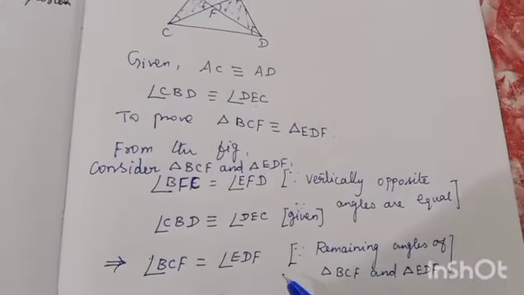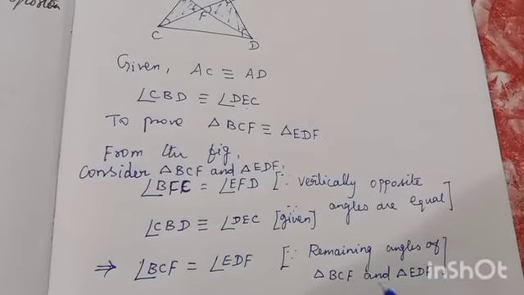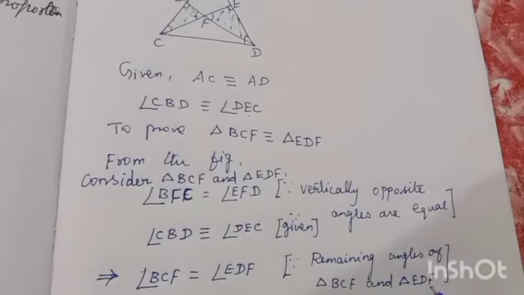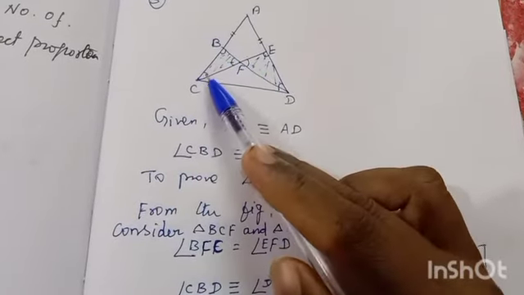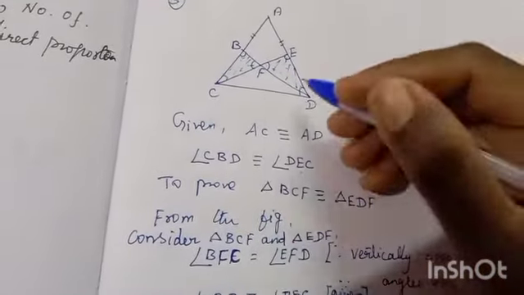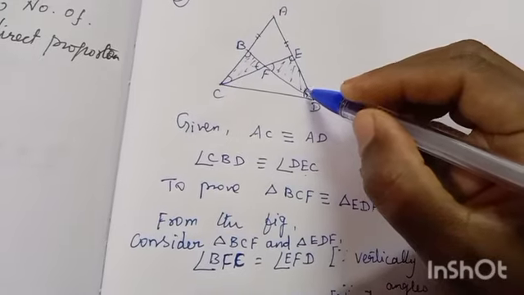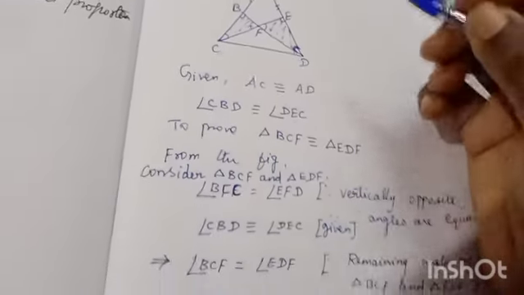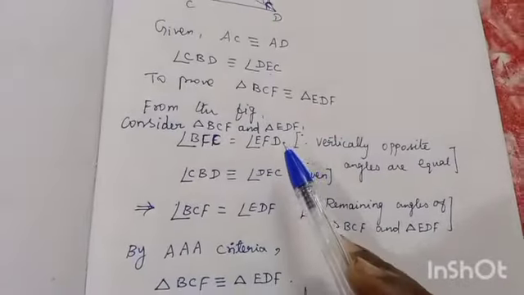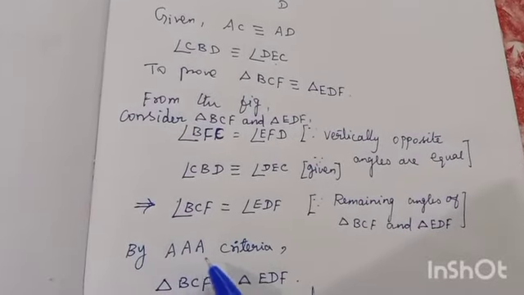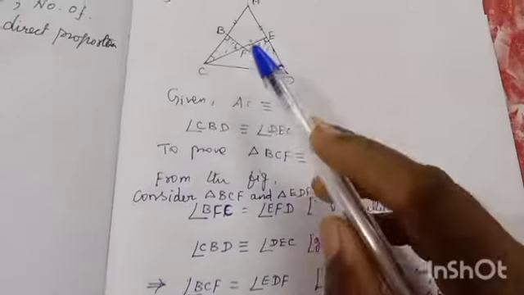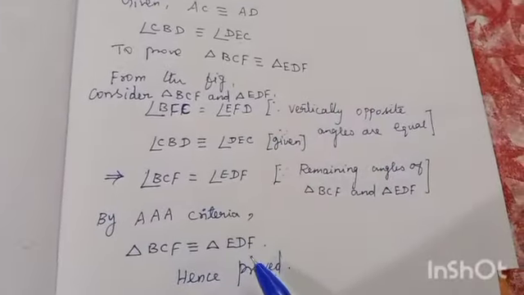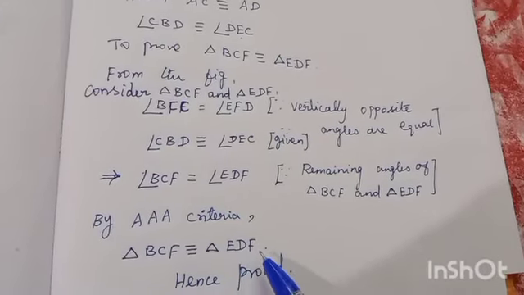Otherwise, the remaining angles of triangle BCF and triangle EDF, these two are equal, these two are equal. One more remaining angle is there. This is also equal. So by AAA criteria, we conclude that triangle BCF is congruent to triangle EDF. Hence proved.